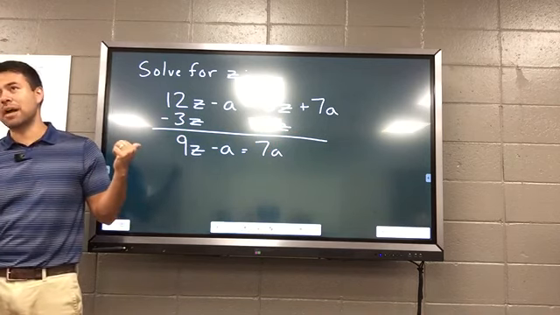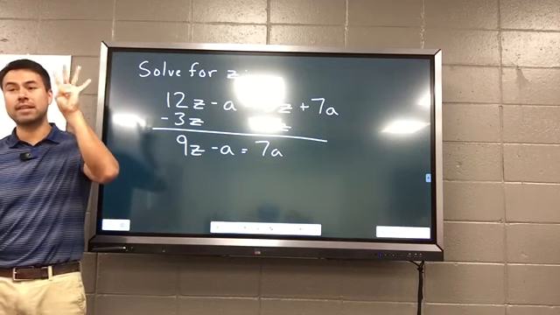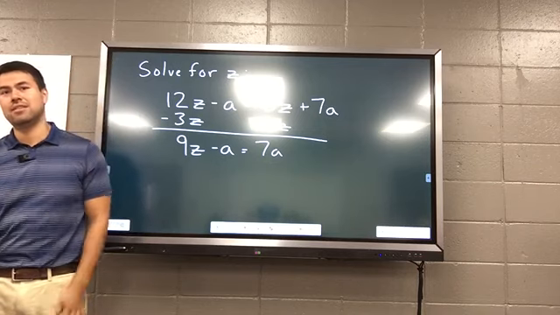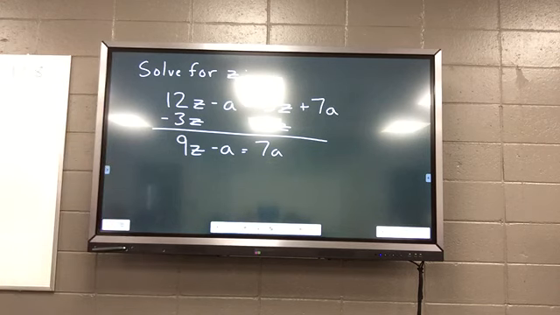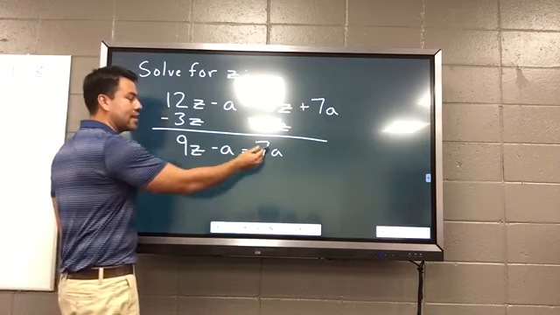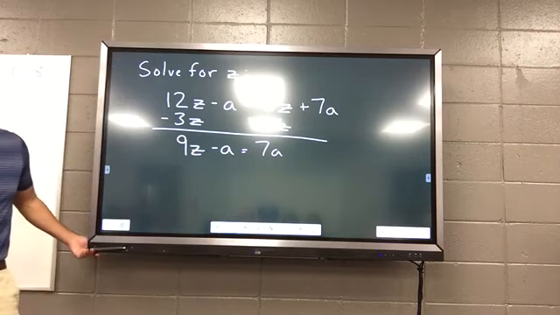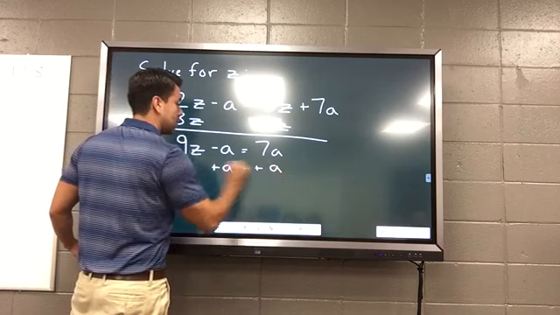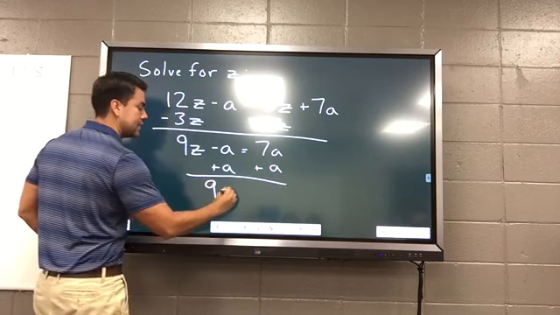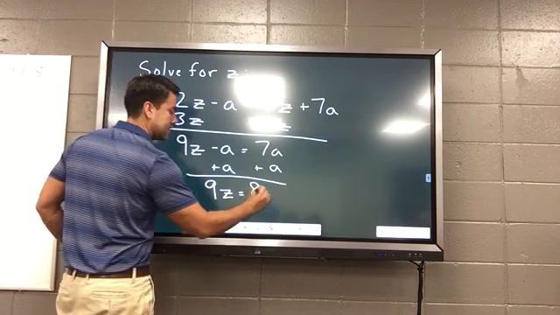Here's the cool part. In this problem, I'm looking at maybe 4 ways at least that you can work it out. So we're doing it one way, and you can do it a different way as long as you use those properties of equality. If you do that, you're fine. But here I have a here and a over there. So what can you do with the a's? Yes, ma'am. You can add a to both sides, and that's allowed. So I get 9z equals 8a.